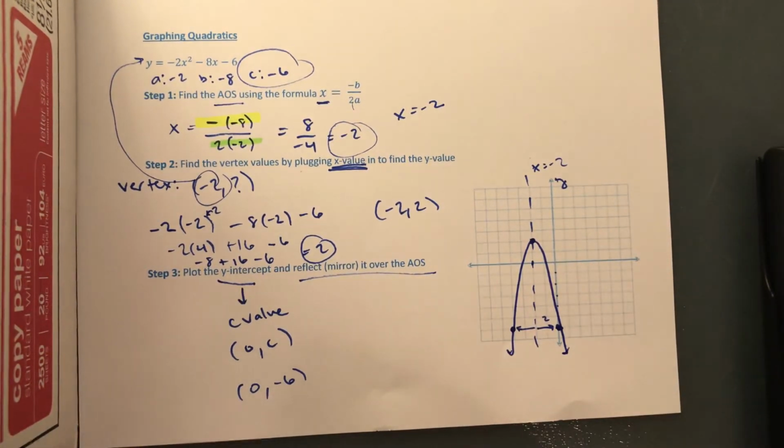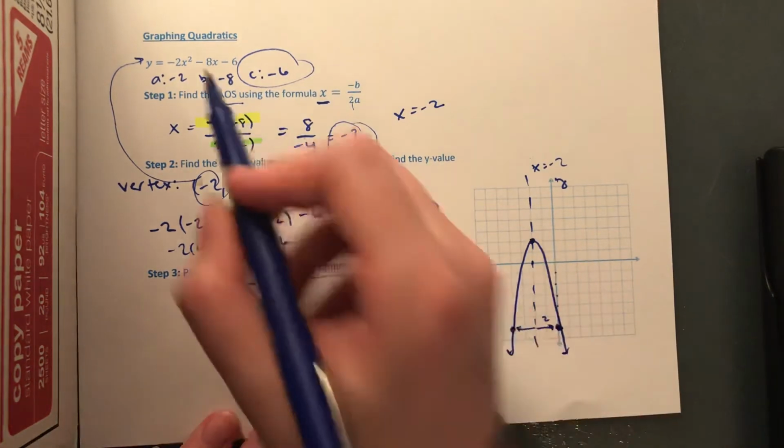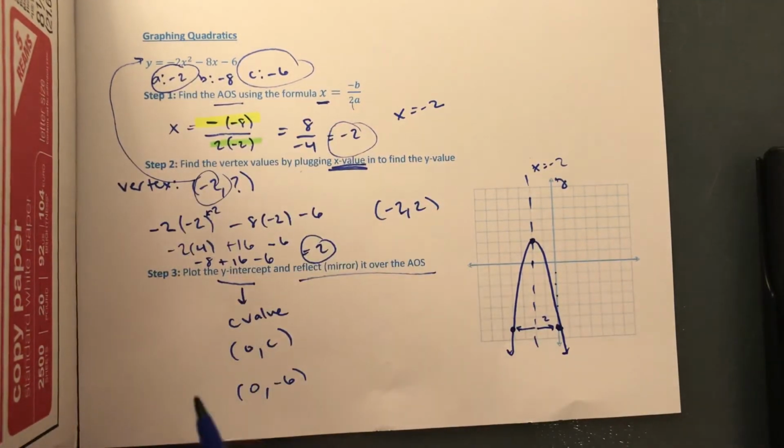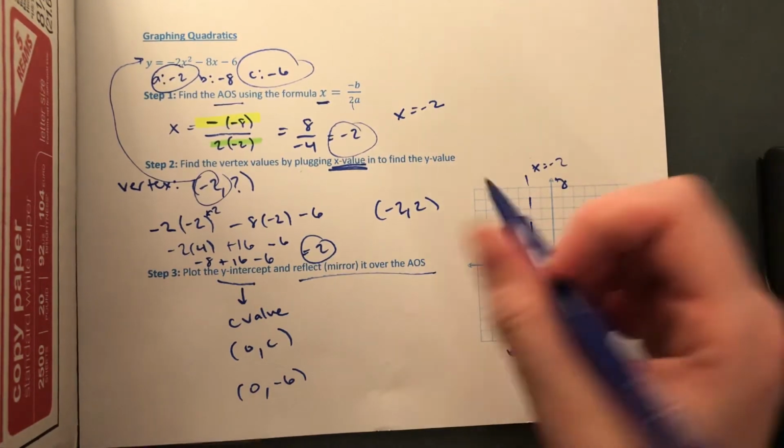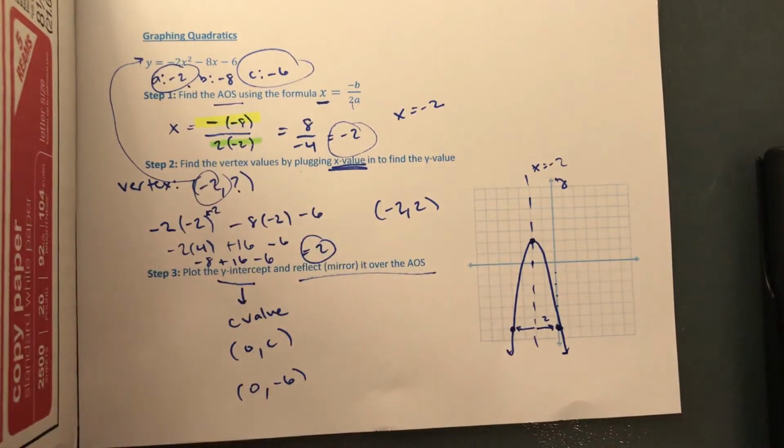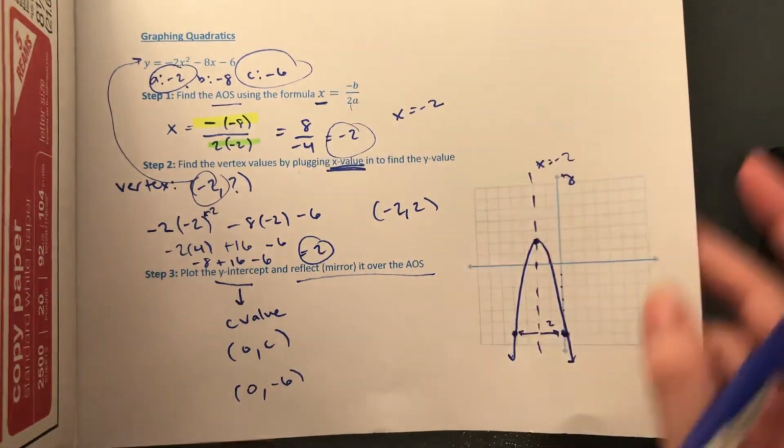And remember, how could we tell that it's going to be facing down? Your a value is negative. Not that it matters, but that's a good way to check yourself. Like your parabola is opening downward. Should it be opening downward? Yeah, your a value is negative. All right.